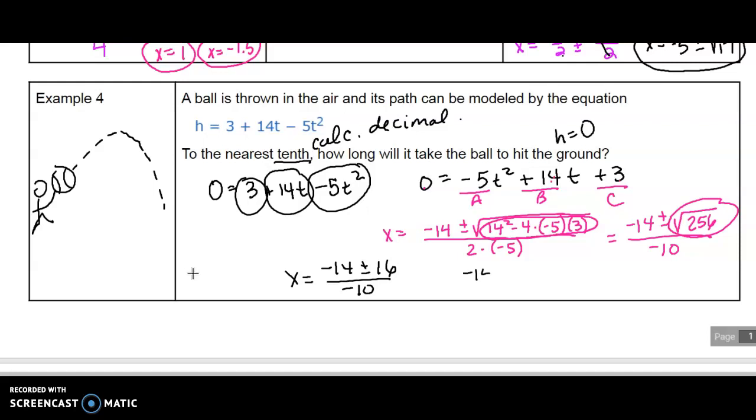So we want to do negative 14 plus 16, parenthesis, divided by negative 10. And we want to do negative 14 minus 16, parenthesis, divided by negative 10. So I get 2 divided by, I get negative 0.2 seconds, and then 3.